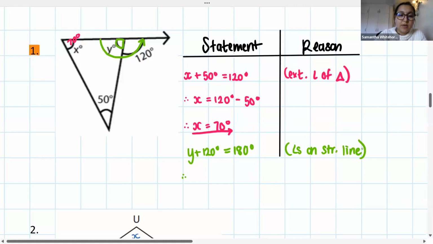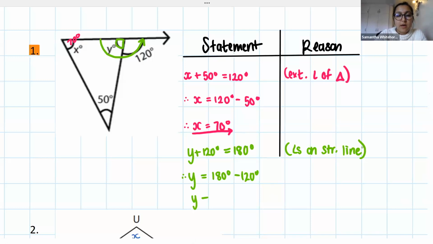And again, using my inverse operations, I'll subtract 120 on both sides. And so I get that Y is equal to 60 degrees. So X was 70, Y was 60, and those were the two angles that I needed to find.